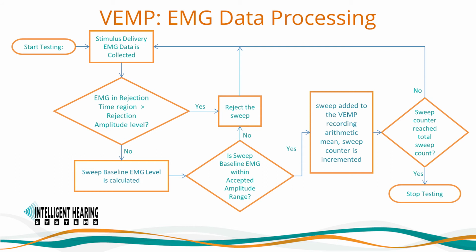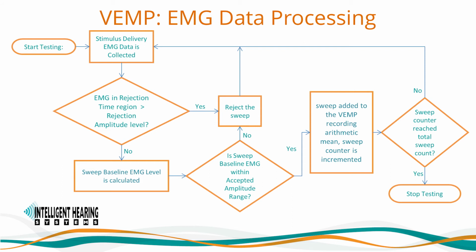First, a sweep of EMG data is collected in conjunction with delivery of a single stimulus. If any of the EMG data samples in the rejection time region are greater than the rejection amplitude level, the sweep is rejected. The sweep baseline EMG level is calculated. If the sweep baseline EMG level is within the acceptance amplitude range, the satisfactory condition, the sweep is accepted, and the biofeedback for the sweep is classified as satisfactory. Otherwise, for a low or high level condition, the sweep is rejected.